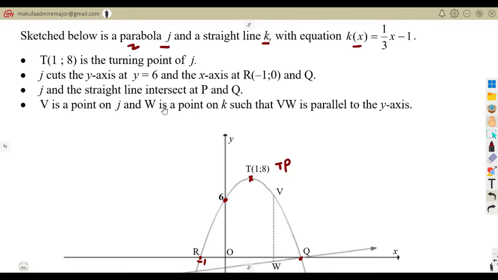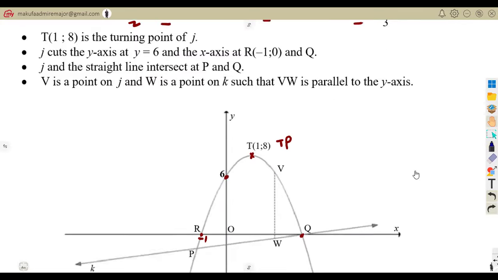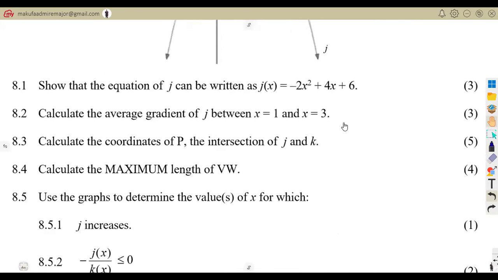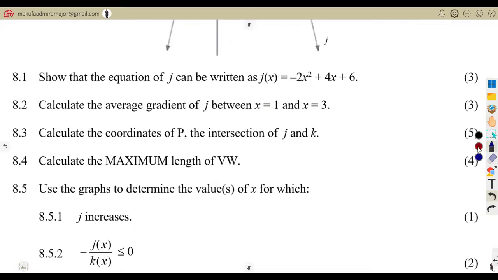Then V is a point on J and W is a point on K, such that VW is parallel to the y-axis, meaning to say VW is a vertical line parallel to the y-axis. So these two are at the same x value in this case. That's a vertical line, meaning the value of x there is the same. All right, we're going to talk about that later. So that's our question 8.